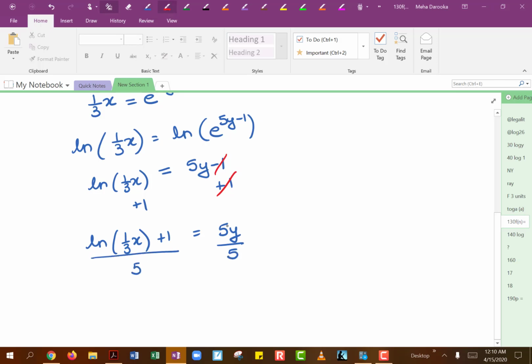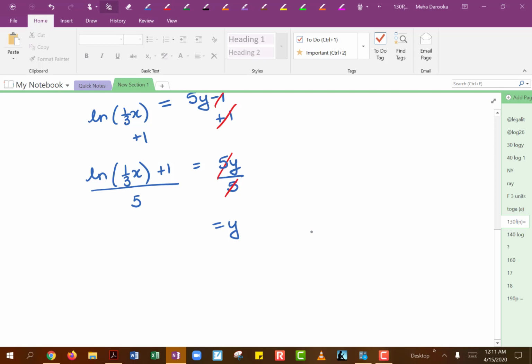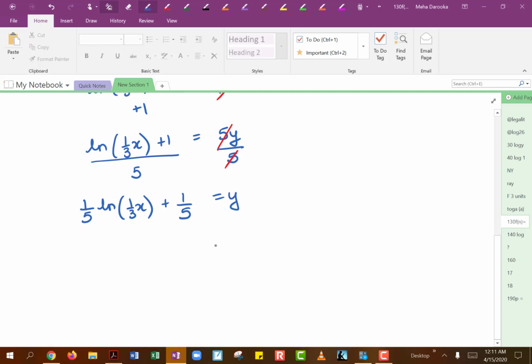And this one here, you can write it as 1/5 natural log of 1/3 x plus 1/5. And then the last thing to do, or if you didn't want to break it up like this, you can just put 1/5 on the outside, and then you can say natural log of 1/3 x plus 1. You can write it this way also. So whichever one you like the best, you can write it either way.